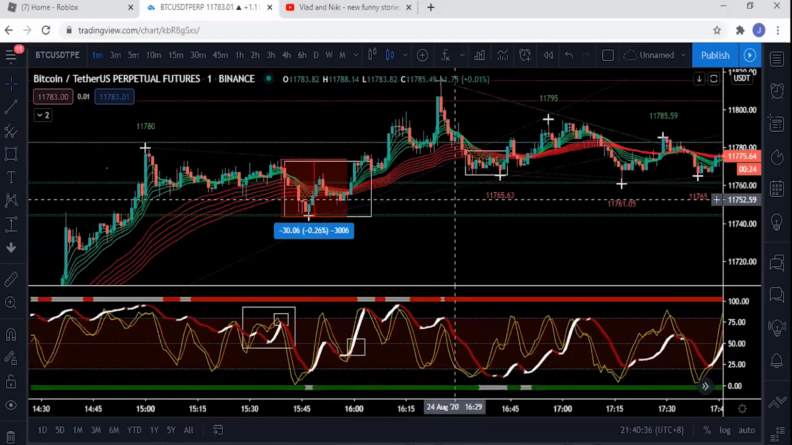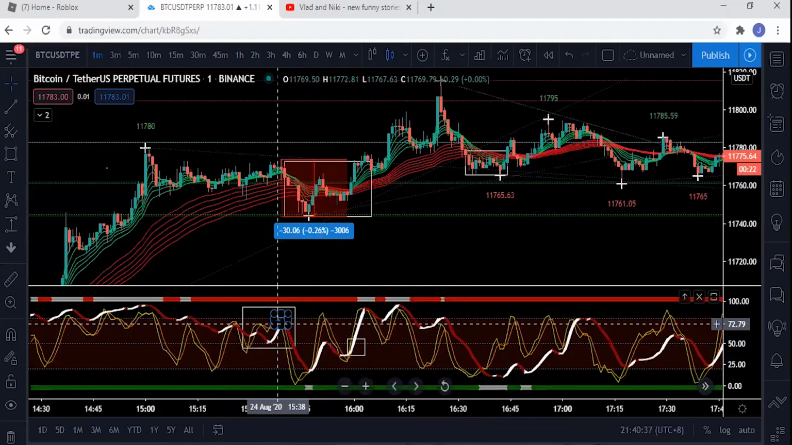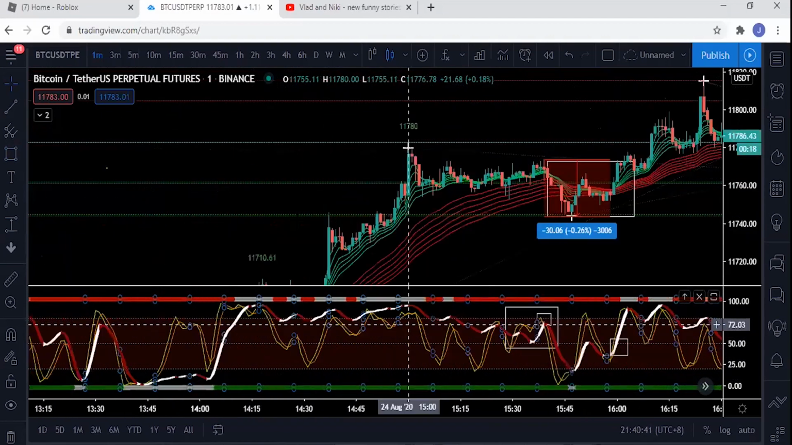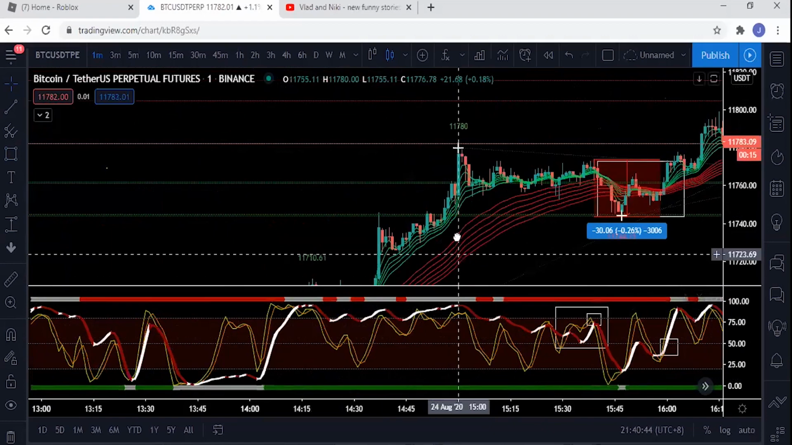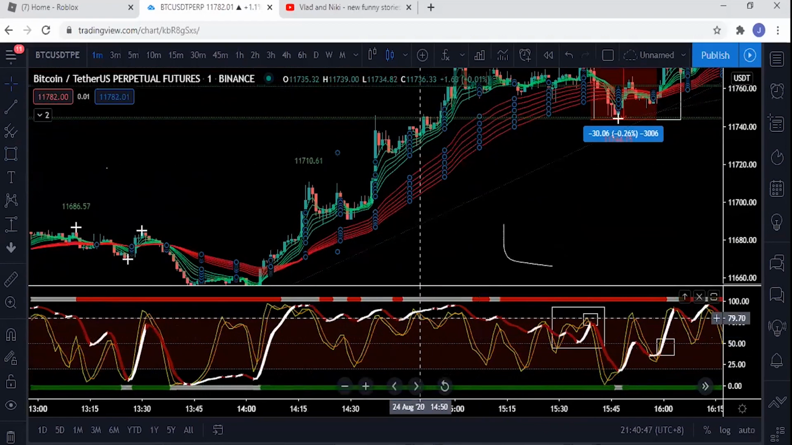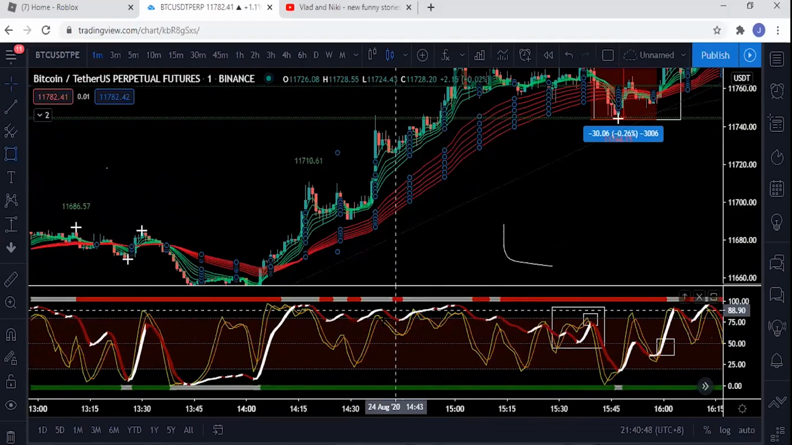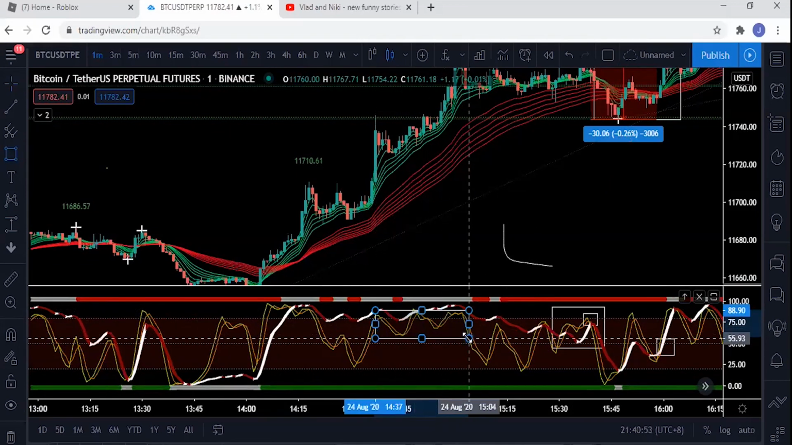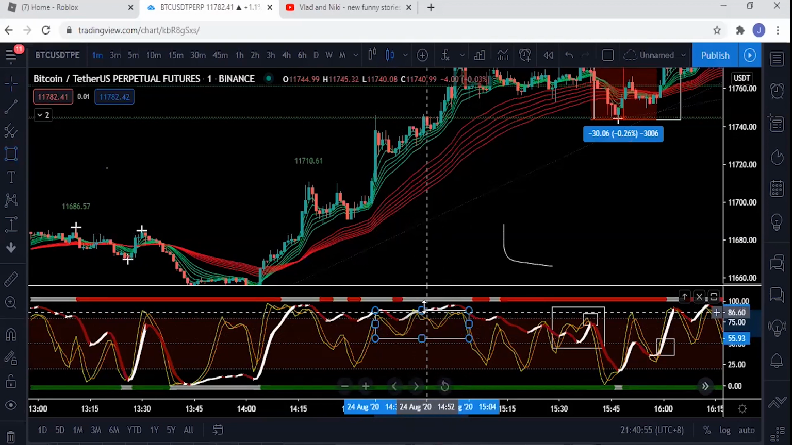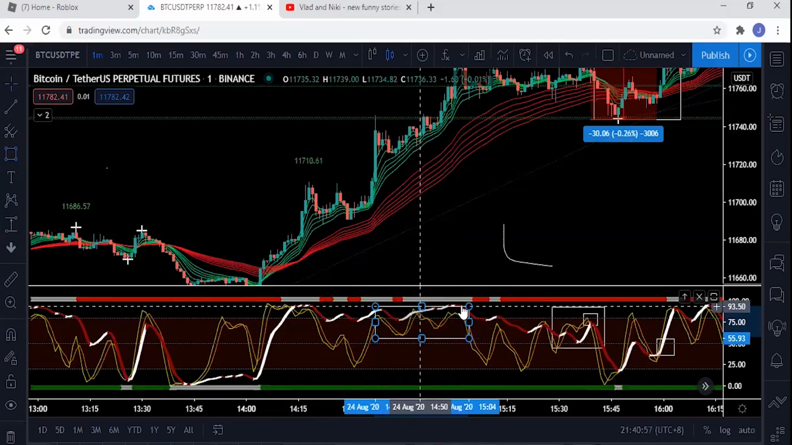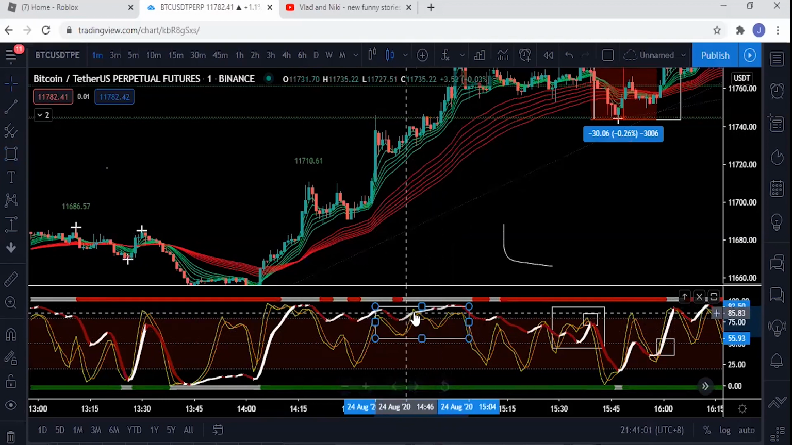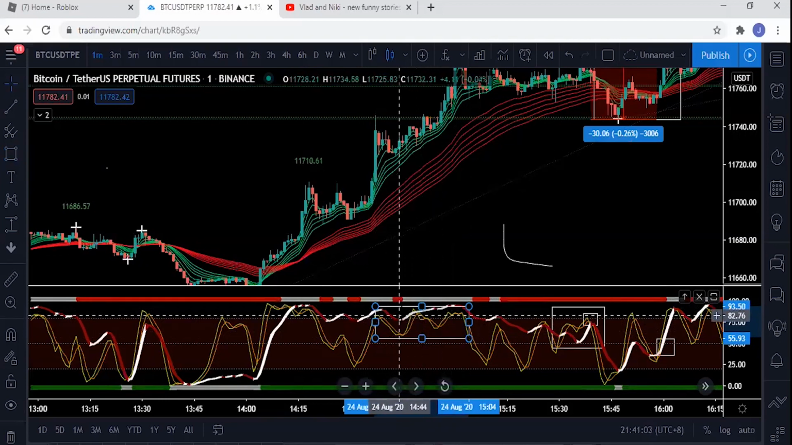So this is an example of a fake crossover. Whenever you see a crossover, you need to confirm it with your shadow. Confirm the position of your shadow. Okay, this is the one. So where is your shadow pointing?